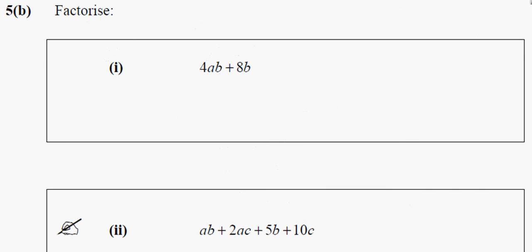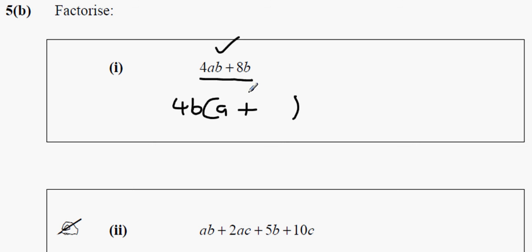Okay, factorize. We take out what they have in common. Is 8 divisible by 4? Yes, it is. Do they have a letter in common? They have the letter b in common. What multiplied by 4b gives you 4ab? It's going to be a, because 4b multiplied by a is 4ab.